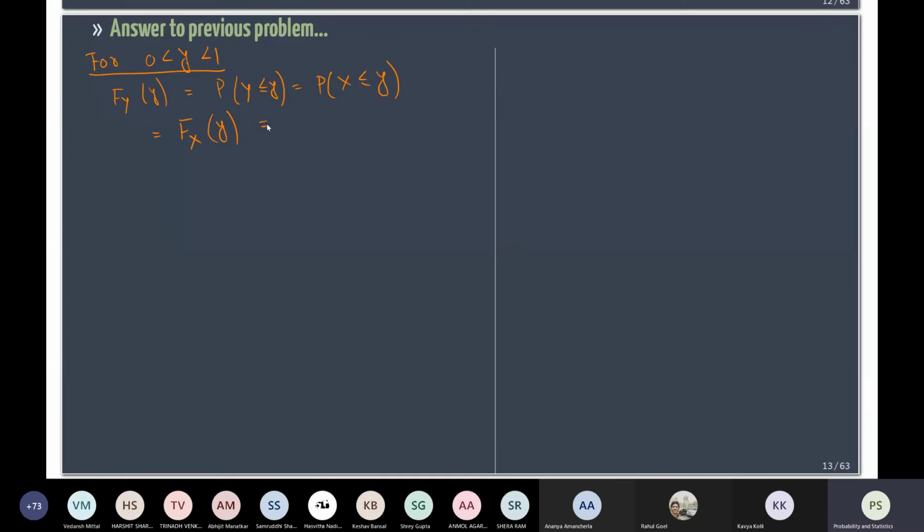So what is this value now? We are given that x is uniform.